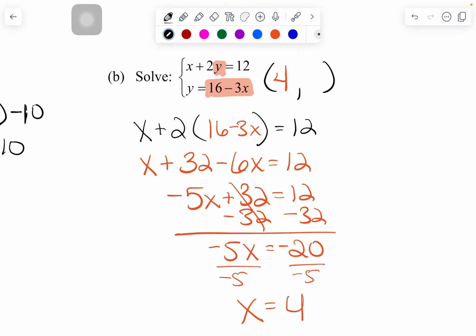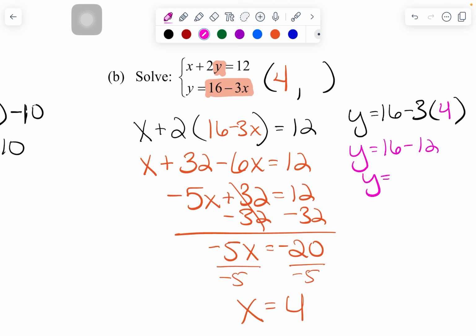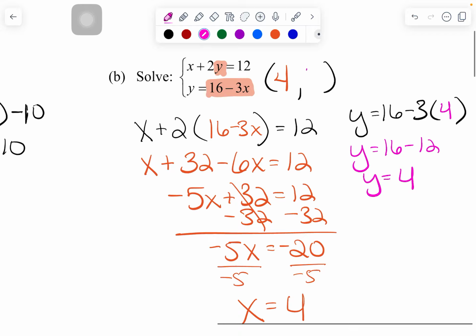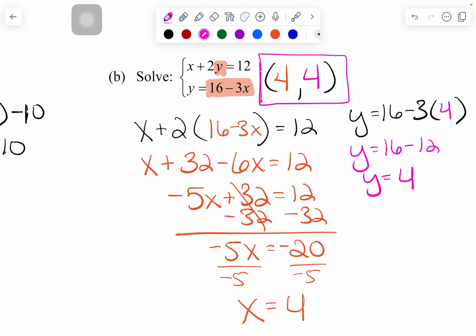So let's go with y is equal to 16 minus 3 times, leave myself space here for x, which is 4. So y equals 16 minus 3 times 4 is 12, and 16 minus 12 is 4. So when x is equal to 4 and y is equal to 4, the point (4, 4), we have a true statement here for both of our equations, which makes that the solution.